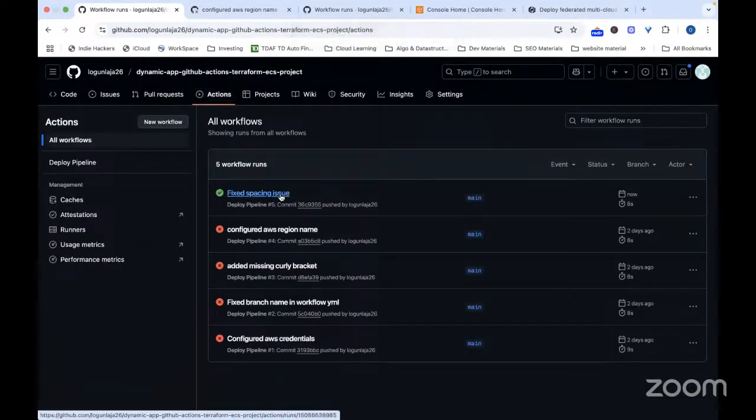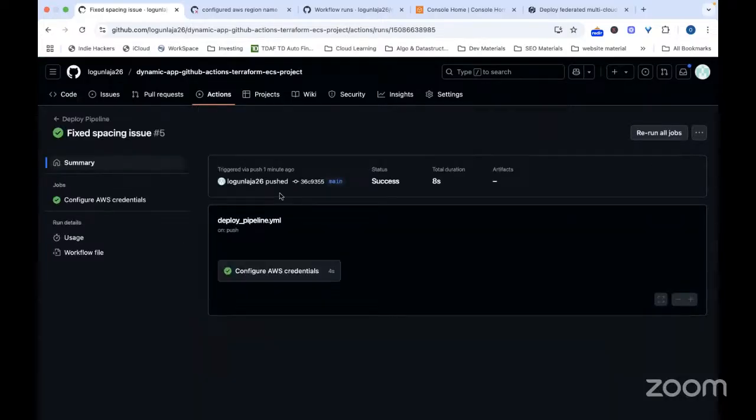Oh, so that worked. Yeah, I guess it was the spacing issue that was causing it. Yes, correct. Click on that job. So it worked, so it's the spacing issue.